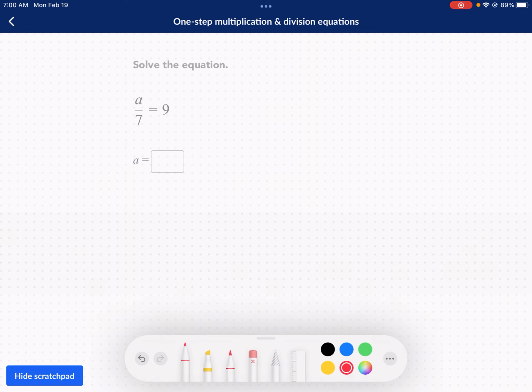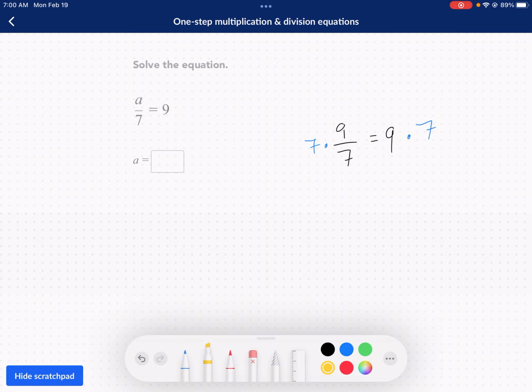So the next one, we have a divided by 7, that's how you read that, equals 9. So something divided by 7 equals 9. Now, a lot of students can do this in their head. They're like, oh, I know 63 divided by 7 equals 9. But always get in the habit of doing the opposite operation. I'm going to multiply by 7 to both sides.